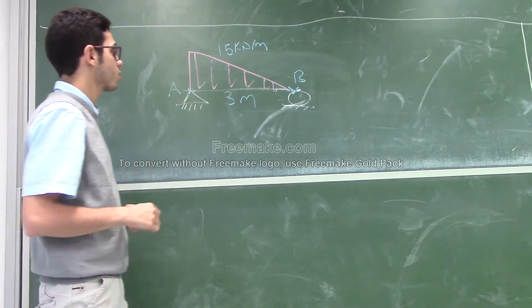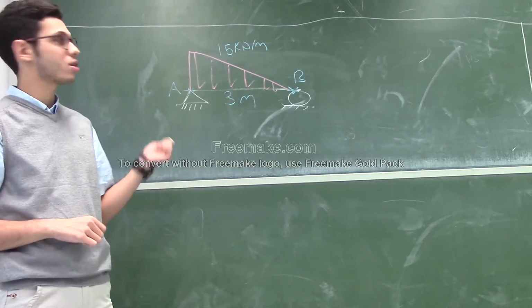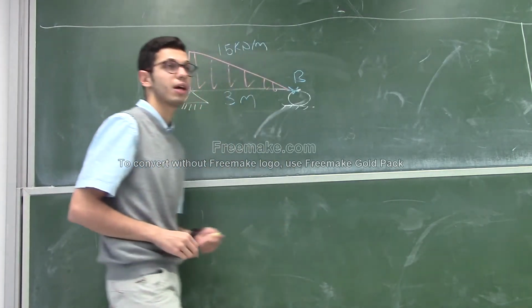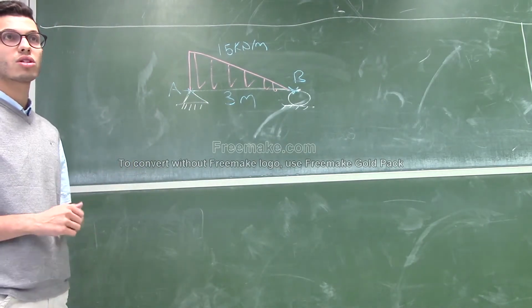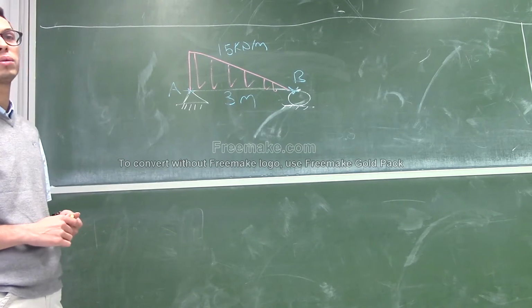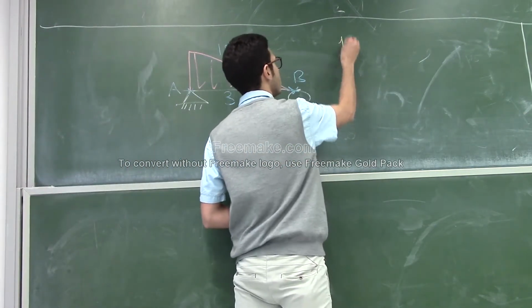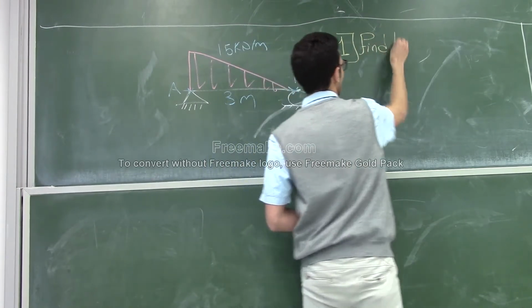So if you had a question like this in the exam, the question will be: draw the shear and moment diagram for this beam. So the first step is, what's the first step to draw the shear and moment diagram? Reaction. Yes, the first step always is to find the reaction.